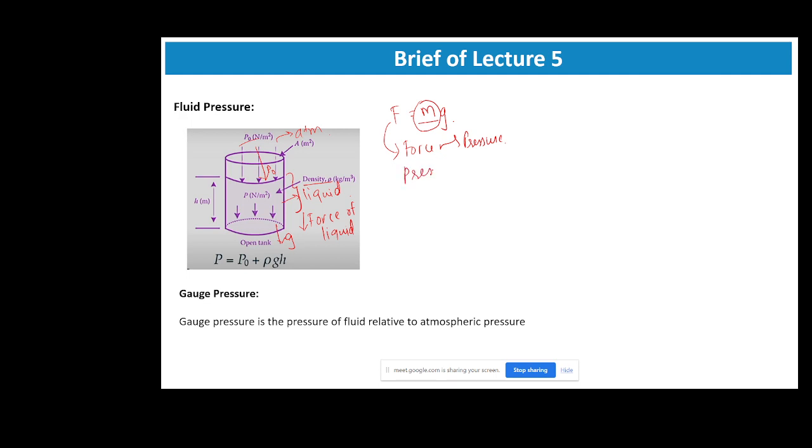So pressure due to the liquid present in this section will be force per unit area, which is this area on which it is acting. Now F is equal to mg and area is this.